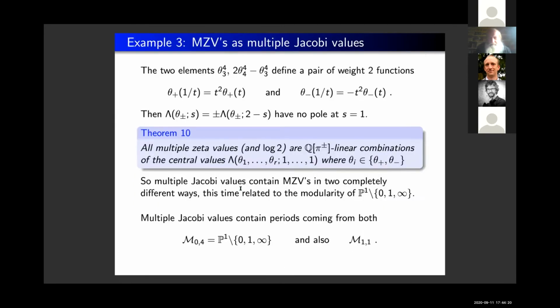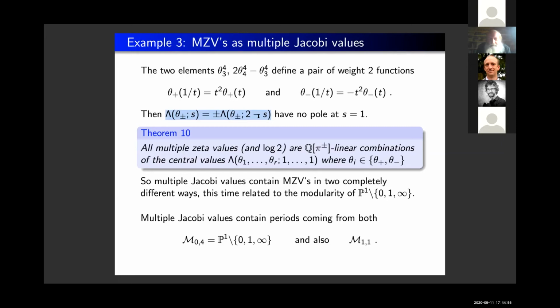But the multiple zeta values occur in a completely different way as well, which I think is quite striking. If you take theta 3 to the 4, there's this particular combination of Jacobi thetas, you get a pair of incredibly simple weight 2 theta functions that I call theta plus and theta minus. And they satisfy this functional equation and this functional equation with a minus for minus and a plus for plus. And their L functions now have the nice property that it relates S and 2 minus S.